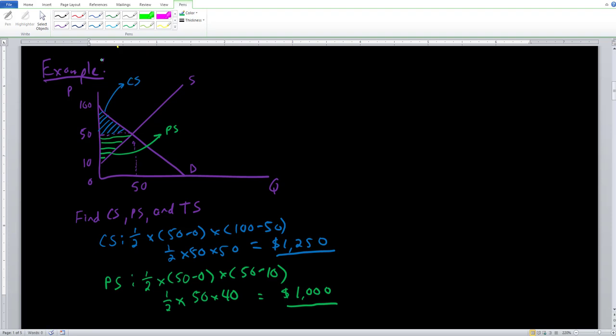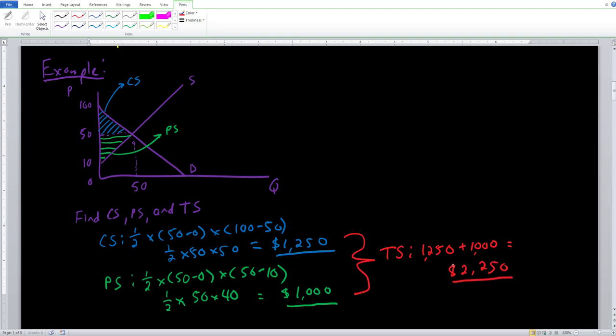And then finally, the last thing that we can talk about is total surplus. Total surplus is essentially just consumer surplus plus producer surplus, or this entire big triangle that we see right here. There are many different ways to approach it. Here, we'll do the simplified way because we've already figured out what consumer surplus and producer surplus are. So when we add these two together, we get total surplus, which is 1,250 plus 1,000. This will give us $2,250. So I'll put this down here, $2,250 worth of total surplus.